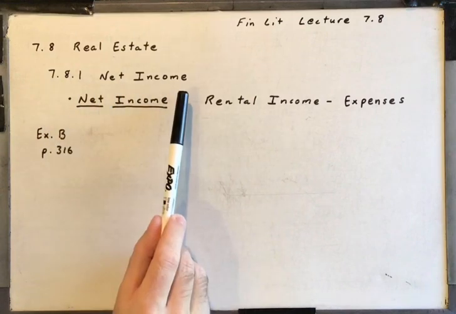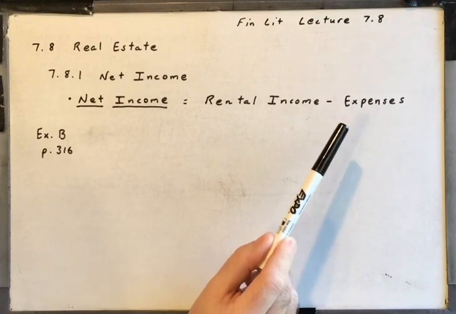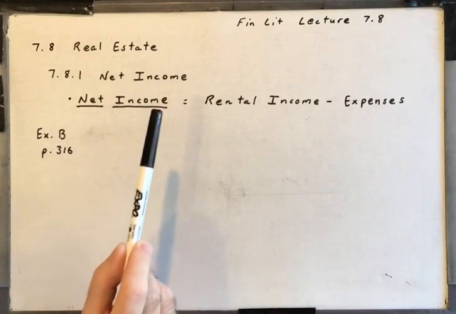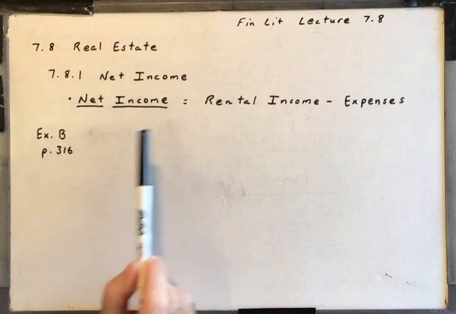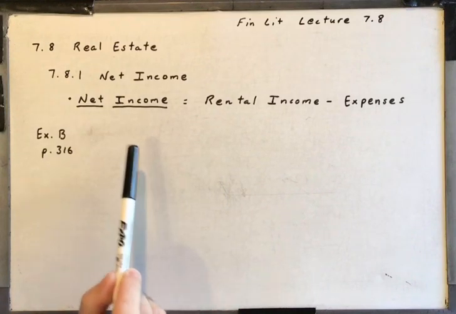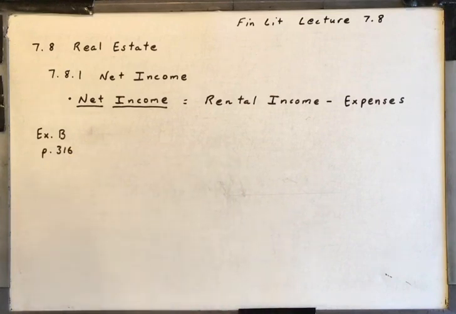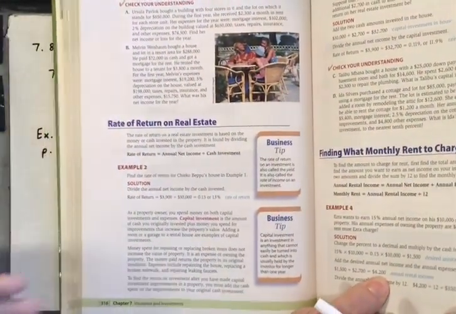7.8.1, net income. So net income is equal to rental income minus expenses. There's not a ton of words we have to write in this section. Go ahead and pause the video if you need to write this down, and then we'll work example B on page 316. All right, let me put the book into view here.